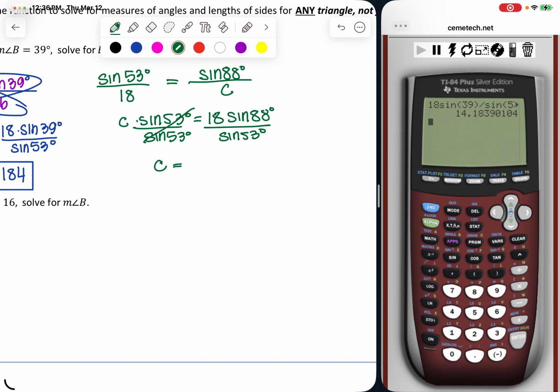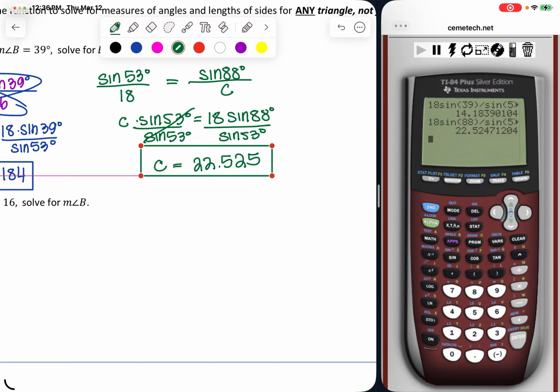And C is equal to, I almost typed it in my calculator off to the side. Notice everything's the same except for that 39 turns to an 88. So it would be probably faster just to retype it, but I'll type over it and hopefully it won't make a mistake. And I get 22.525. Okay. All right, I thought of something I was going to say, but I can't remember it, so I'm just going to move on. Cool.